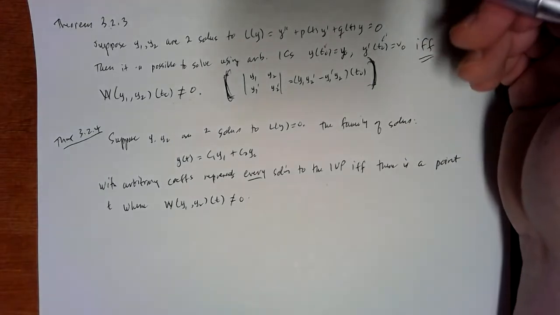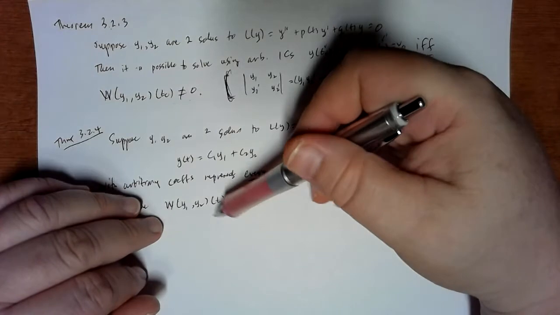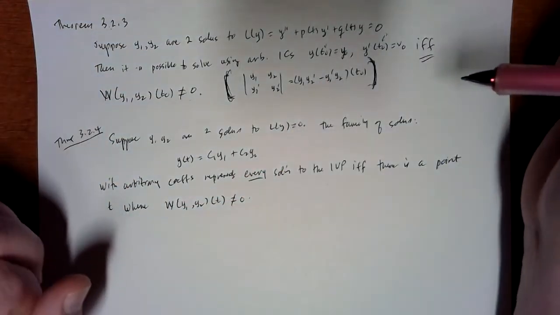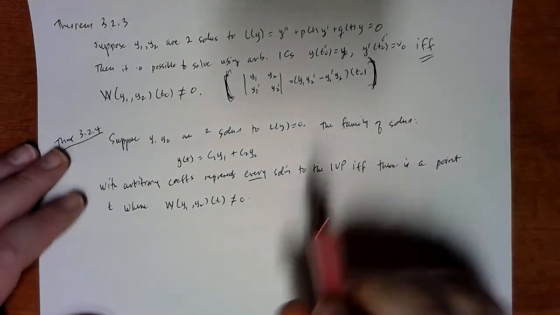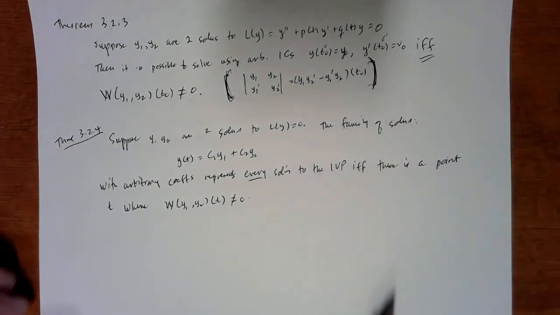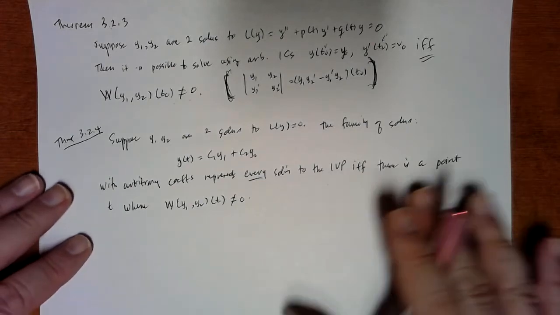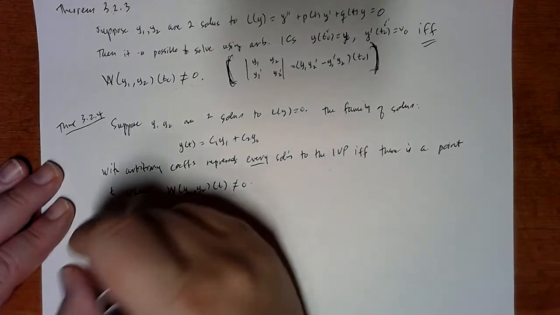Now you might be saying, what happens if t0 just happens to be the point where the Wronskian is 0, and then there's other points where the Wronskian is not equal to 0? Well, we're going to take care of that issue as soon as we talk about Abel's theorem. But before we get to Abel's theorem, I just wanted to do a few examples of the Wronskian just to get out of the theory for a second.